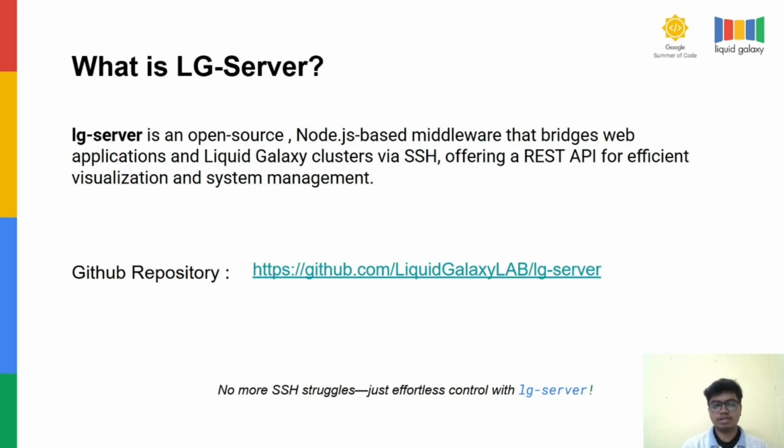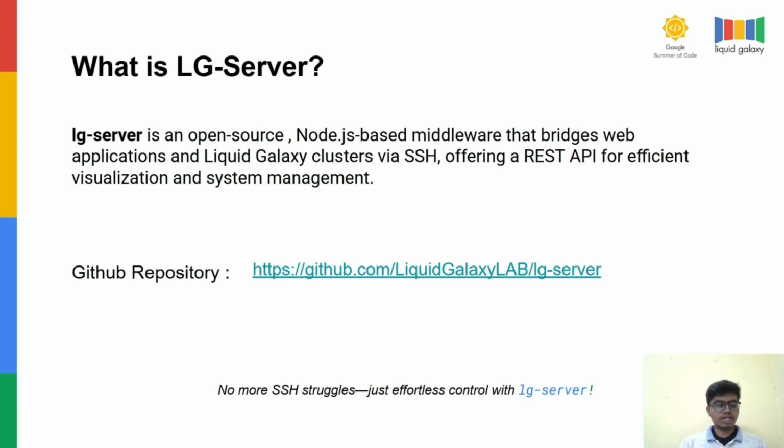Now, the next is LG Server. LG Server is open source software based on Node.js, and it acts as a bridge between web applications and Liquid Galaxy machines. It operates via SSH, and it also offers REST APIs for efficient visualization and management.